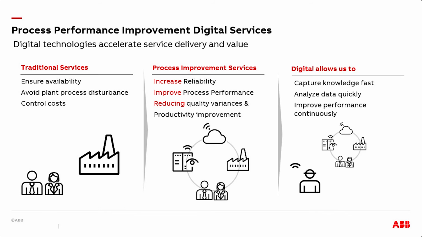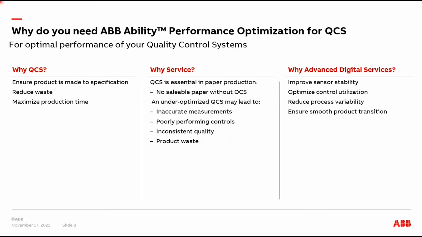But with the digital, we can capture the knowledge fast, we can analyze data quickly, we can improve the performance on a continuous basis, and we can sustain it for the long term. So in today's production environment, paper makers depend on the quality control system equipment for the daily operation of their paper machine. To maximize production throughput and quality, the QCS must also be performing at peak efficiency.